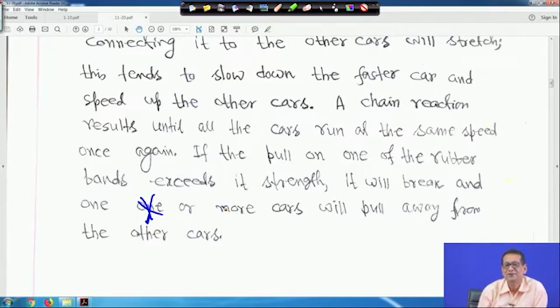But if the strength of the rubber band, which is analogous to the transmission line, is suddenly exceeded, then it will break. That means that car will be out of the rotation of all the other cars when they are rotating together. So that machine is falling out of step. This is the analogy, which I have taken from a book.